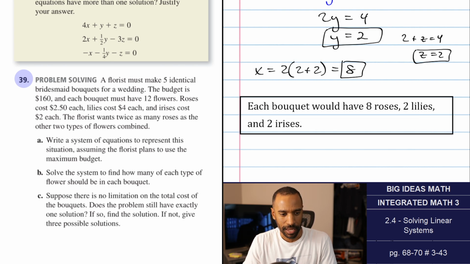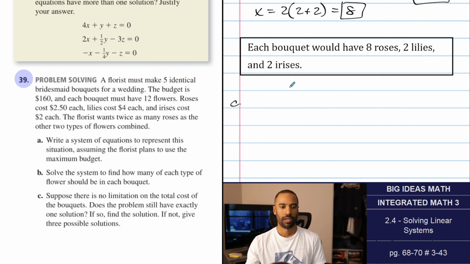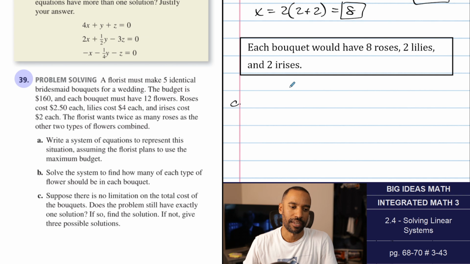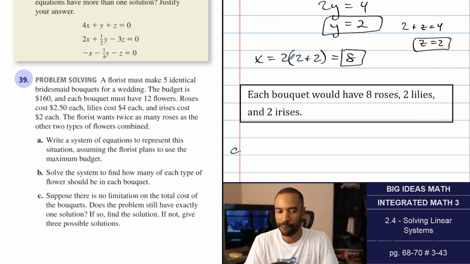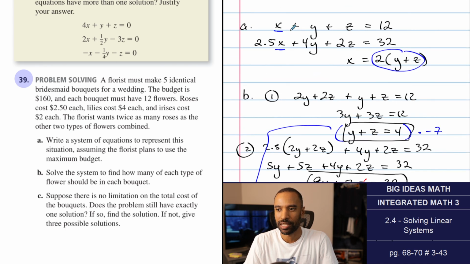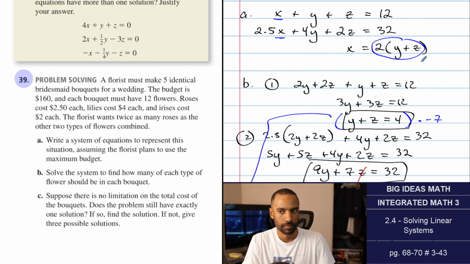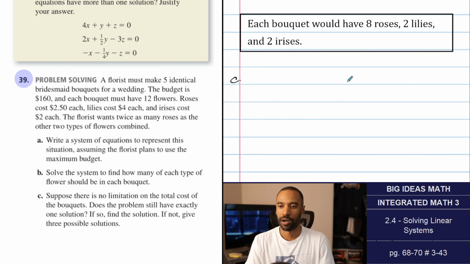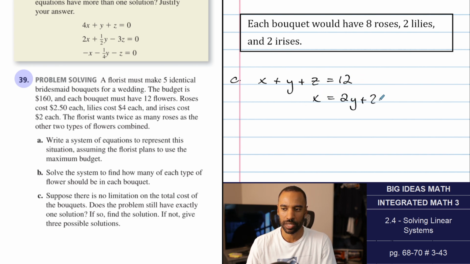Okay, part C, yes, is in each bouquet. Part C, suppose there's no limitation on the total cost of the bouquets. Does the problem still have exactly one solution? If so, find it. If not, give 3 possible solutions. So I think the idea for that is if there's no limitation, then I don't think the second equation applies. I think you now have an equation where you just have the top one and the bottom one. So for part C, we're now just looking at x plus y plus z equals 12, and x equals 2y plus 2z, like that.